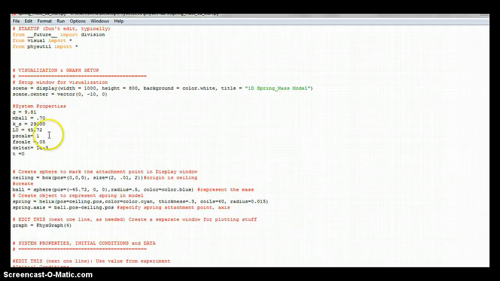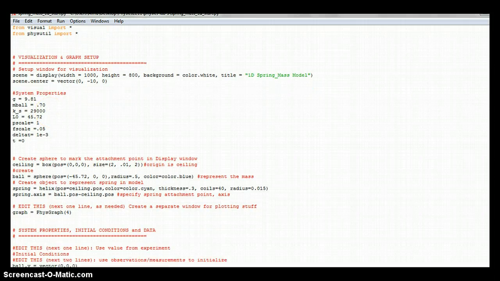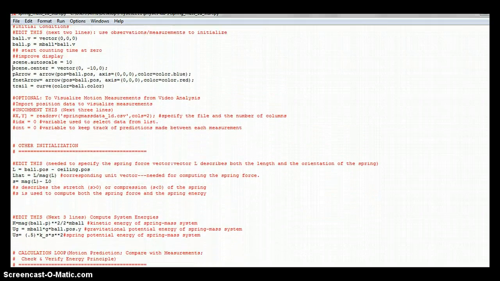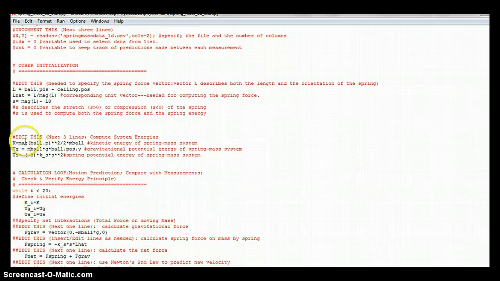Using the code from our previous lab, we put in the initial values: the acceleration of gravity is 9.81 meters per second squared, the mass of the human is 70 kilograms, and L naught, the length of the rope, is 45.72 meters. And we know that the spring constant is 29,000 newtons per meter. Also important is to apply the momentum principle throughout the code. And we can see that we've done this by applying it to the kinetic and potential energies.